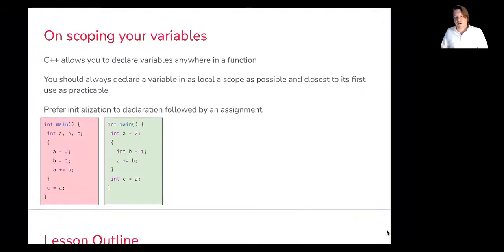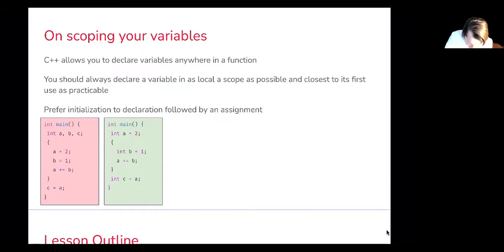So on scoping your variables, C++ allows you to declare variables anywhere in a function. However, you should always declare a variable in as local a scope as possible and as close to its first use as practicable. You should prefer initialization to declaration followed by an assignment. So what's shown in red is what you shouldn't do.